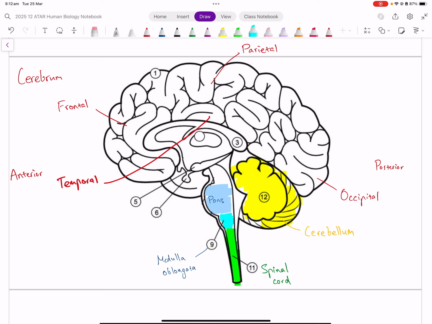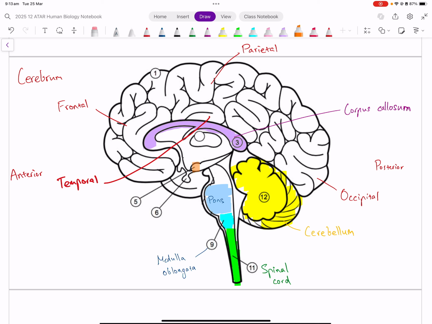As we then move back into the brain, there's only 3 more structures that we really need to know. So the first one, if I get another colour here, and what I'm highlighting in purple now, is what we call the corpus callosum. And this corpus callosum is a structure that connects the left and right side of the brain. Okay, corpus callosum.